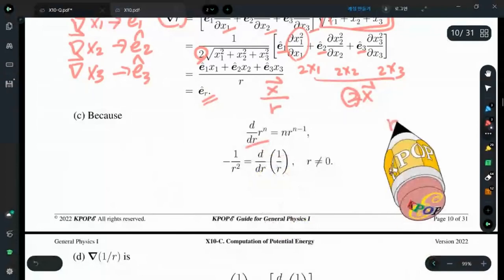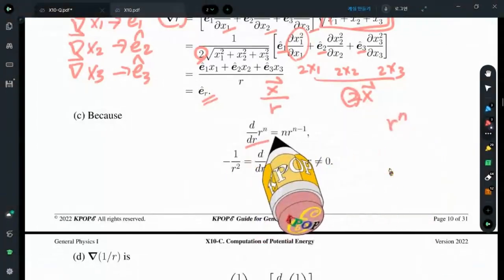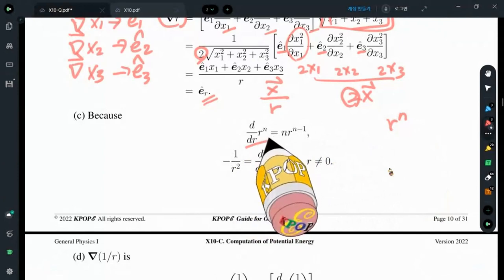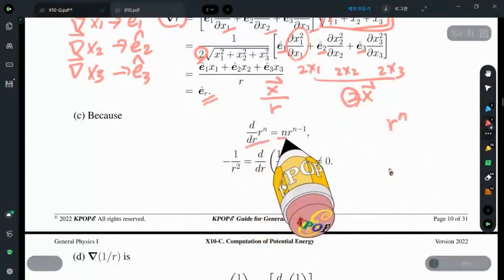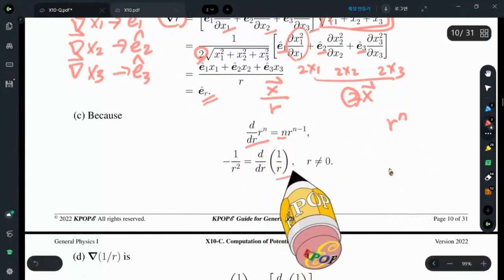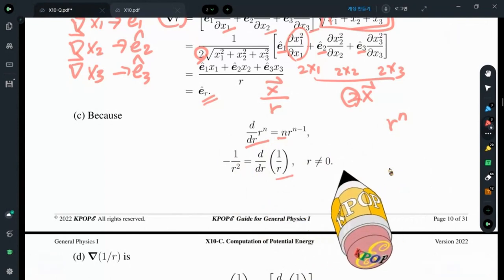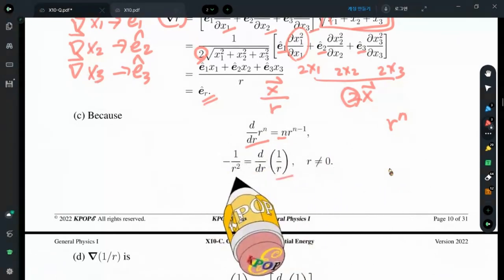And then for any n, even for the real number, we have the derivative is just n times r to the n minus 1. It is also true for 1 over r, for r not equal to 0. In that case, it is minus 1 over r squared.